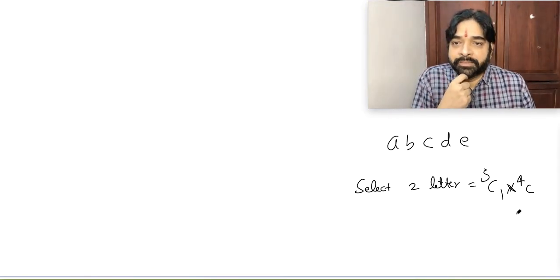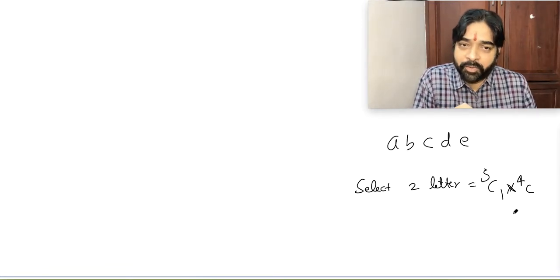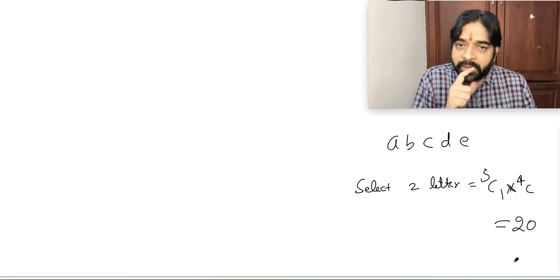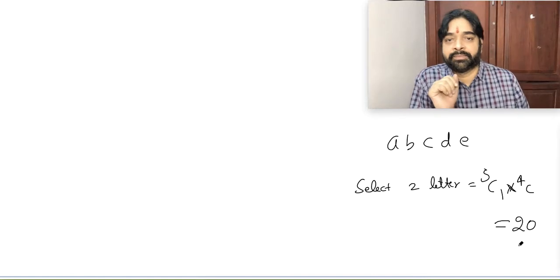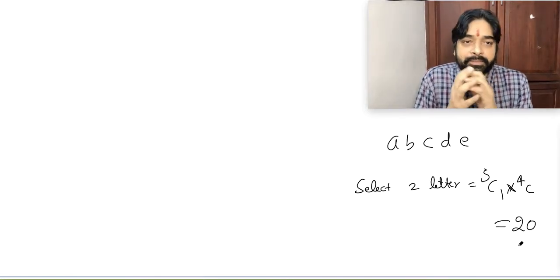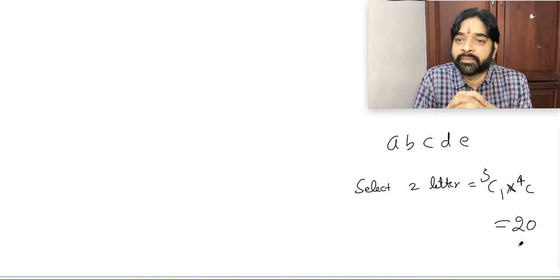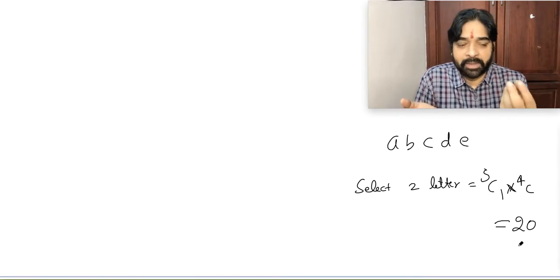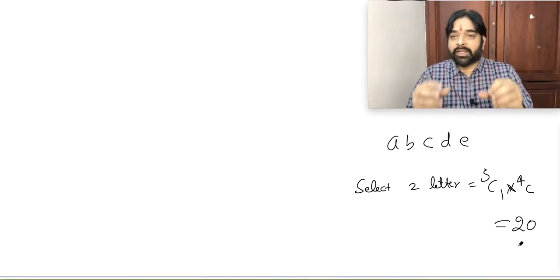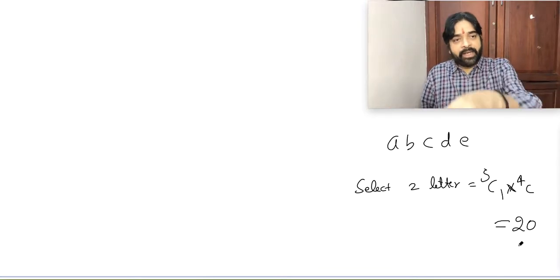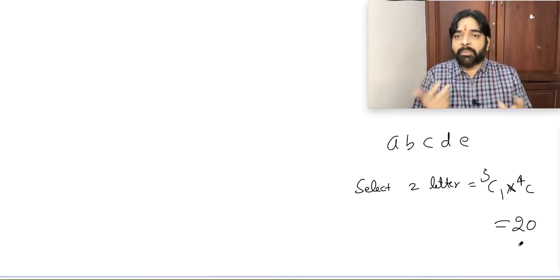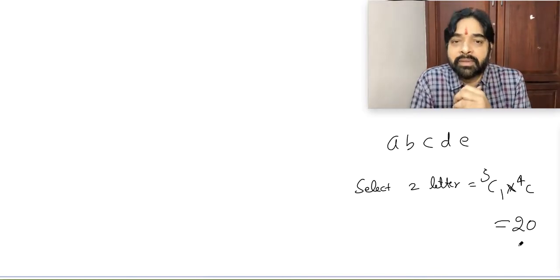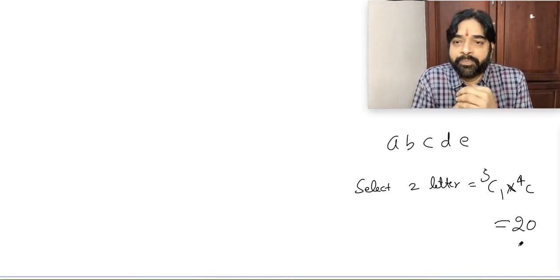Did you understand? 5C1 and 4C1. Is it correct or wrong? According to me, I didn't do any mistake. I have to select 2 letters. If suppose somebody says 2 coins you have to select, it's up to me. I take 2 coins together or 1 by 1. What is the problem? I taken 1 by 1. Is there any problem with this answer?